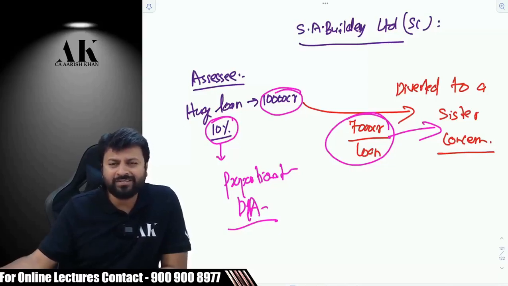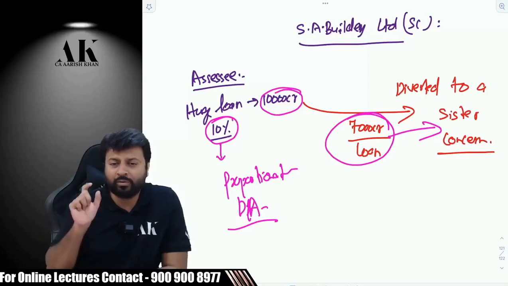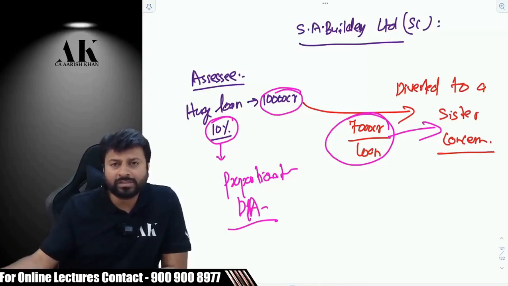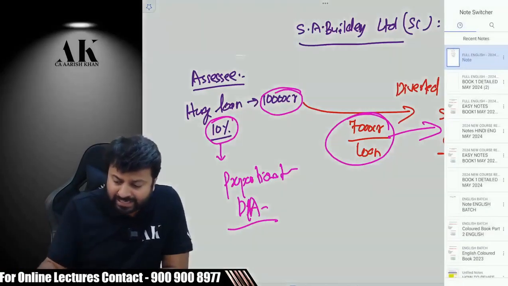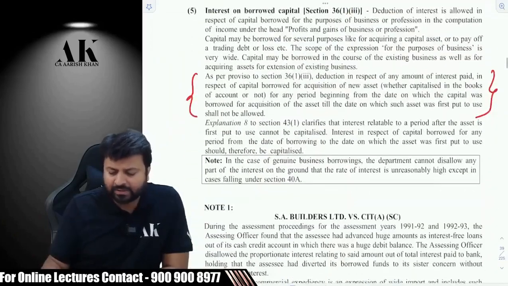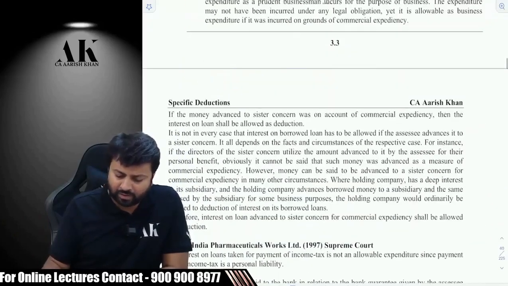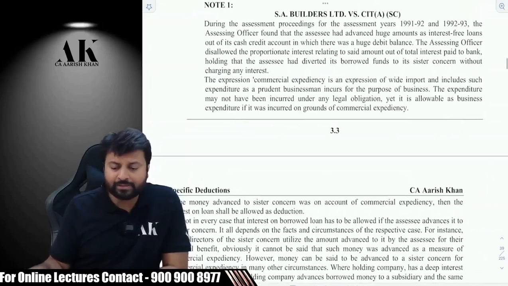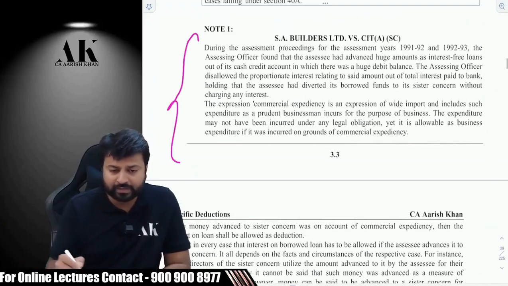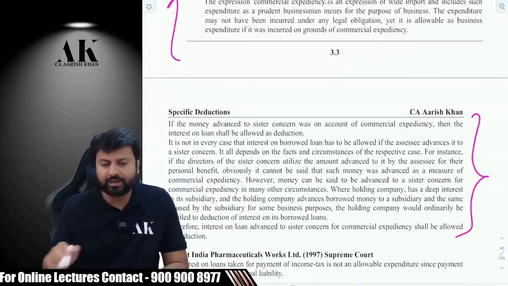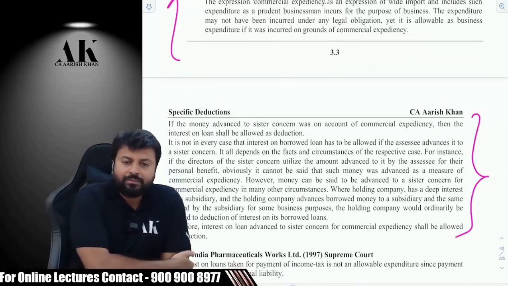So every diversion of funds is not tax evasion. That is what the court has to say. You have to see the commercial expediency in doing so. What was the reason that the company is diverting the funds? You have to look into the facts and circumstances of every case and then decide whether diversion of funds is tax evasion or not. So you can come to page number 3.3 and read this beautiful case law. Read it once if you want. Page number 3.3.